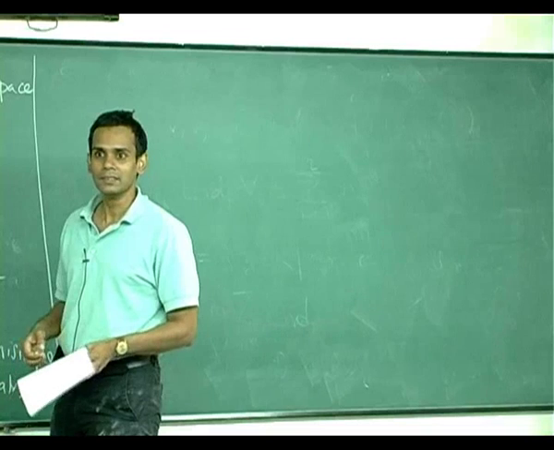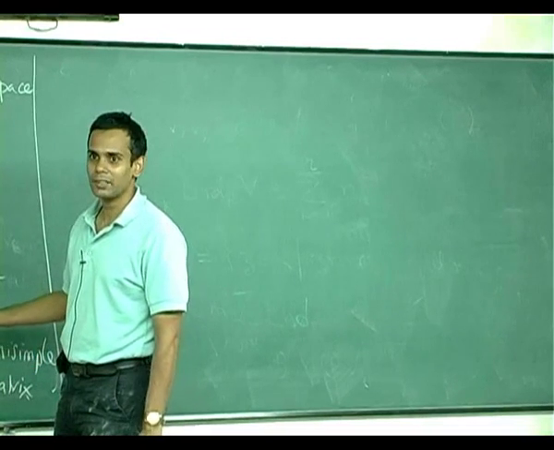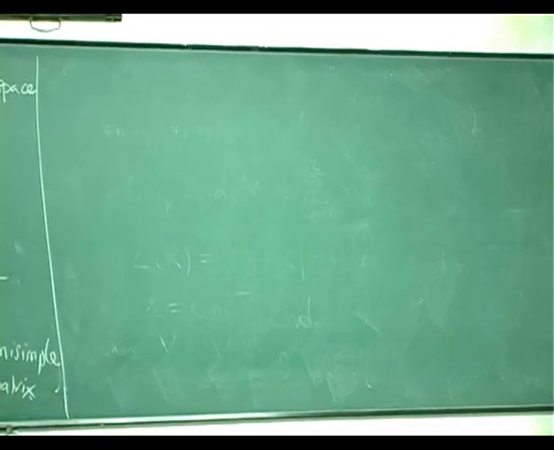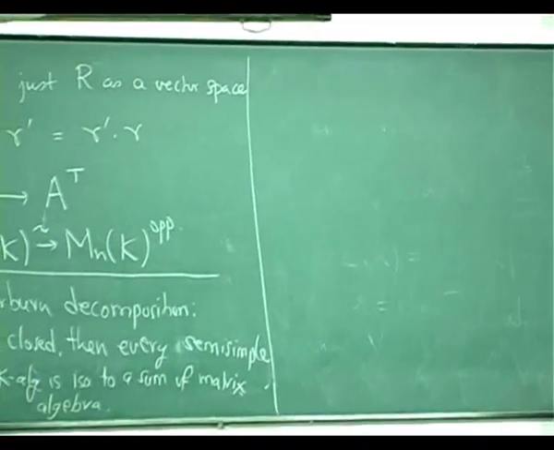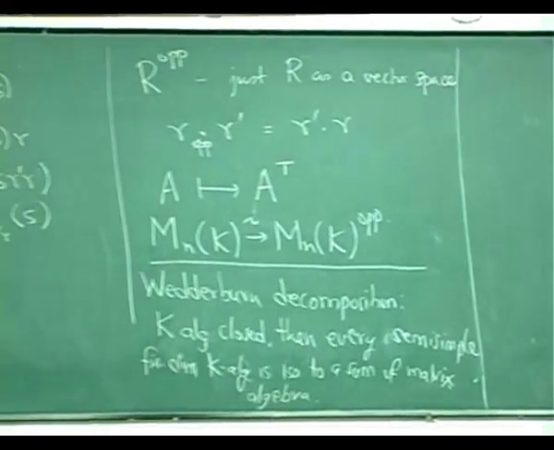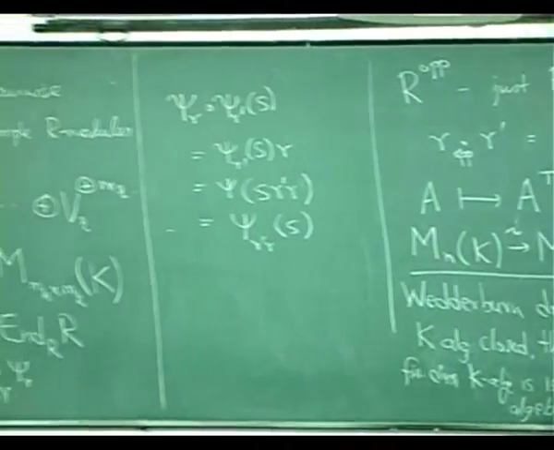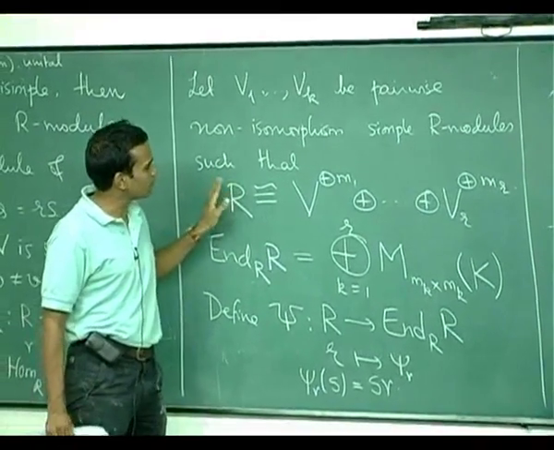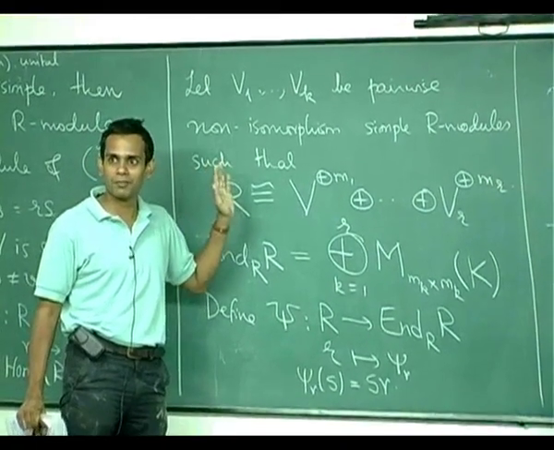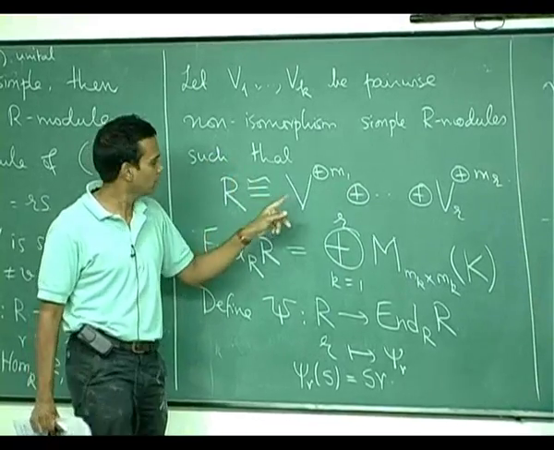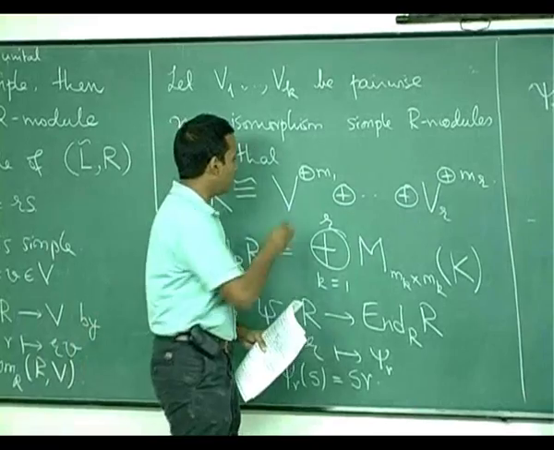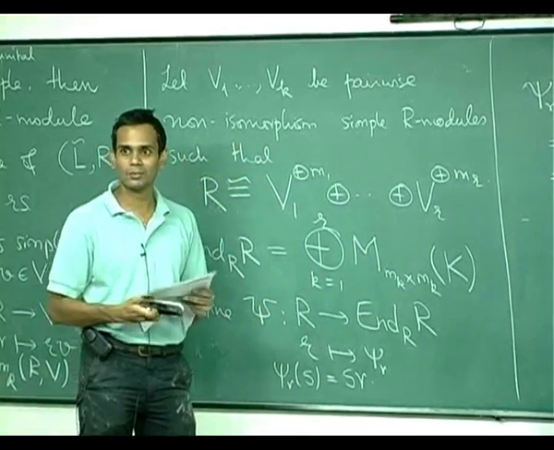What's the question? How do we prove the Wedderburn theorem? So let me just explain again. We take the left regular R module. Because R is semi-simple, we know that we can write it as a sum of simple R modules. So here's a decomposition into a sum, where I assume that V1 up to Vr are pairwise non-isomorphic.